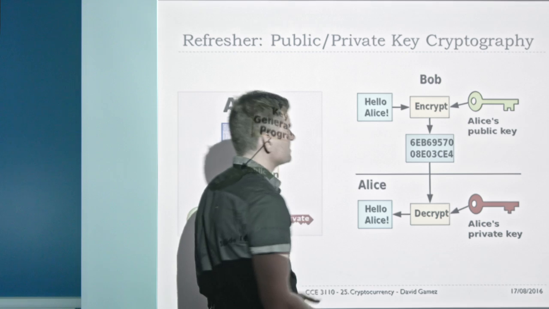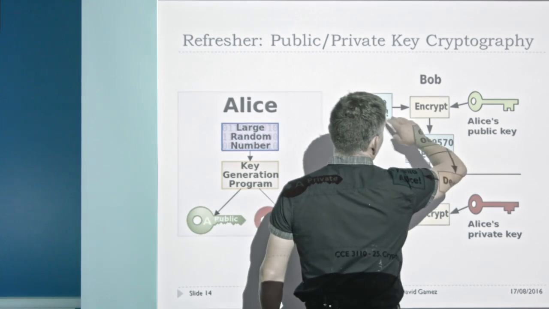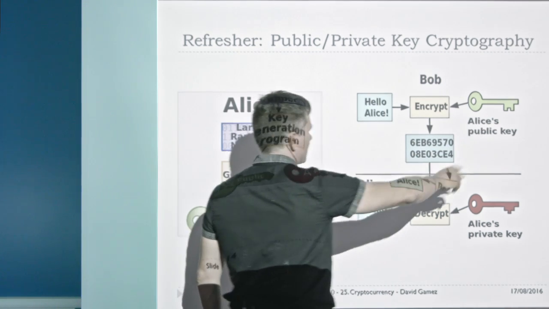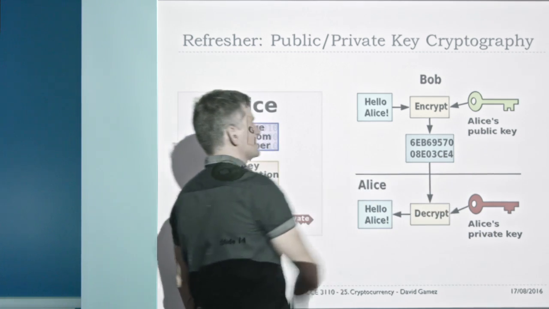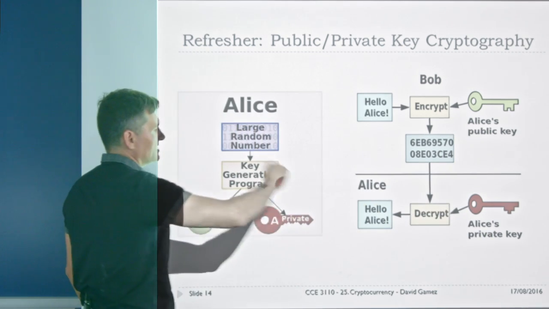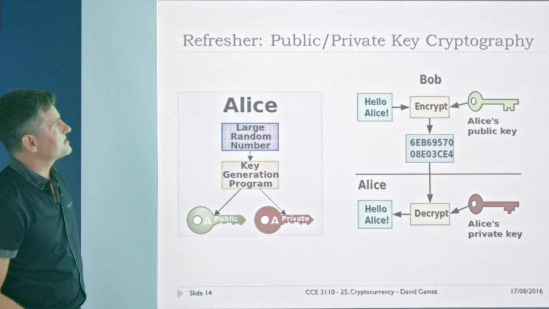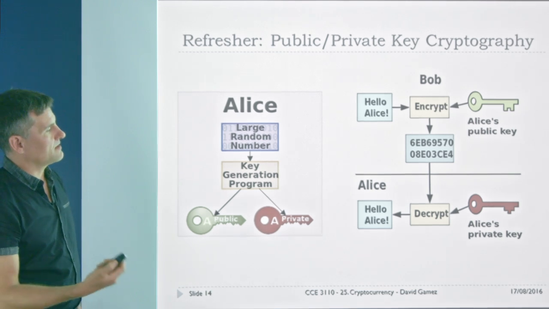So if you want to send messages, Bob can encrypt with Alice's public key, and now the message can only be decrypted with her private key, so only Alice can read it. She can distribute her public key and use her private key to read her messages, and no one else can.